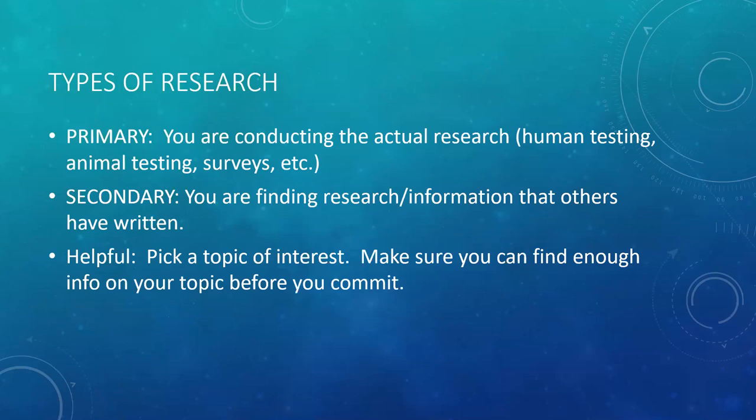So there's a couple of different types of research. There's primary and secondary. Do not get this confused with primary sources and secondary sources. That's a different bird. So if you're doing primary research, you're conducting the actual research. You're administering surveys, you're doing human testing, you're doing animal testing, you're conducting an experiment in the lab. That's what primary research would be.